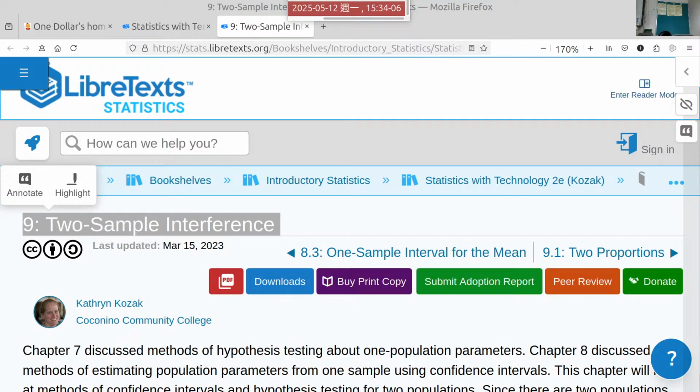Okay. Today we will move to chapter number 9. Remember, after the midterm, the difficulty of the chapters becomes heavier and heavier. It becomes harder. You need to spend more time to study those sections.